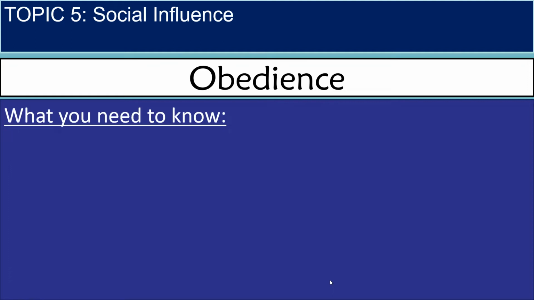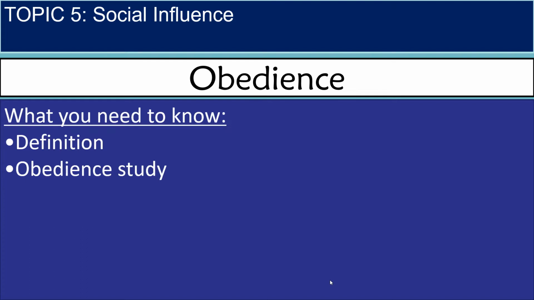In this psychology revision video, we will review obedience from paper 2, topic 5, social influence. When it comes to obedience, there are a couple of things that we need to know for the exam. We need to know the exam definition.